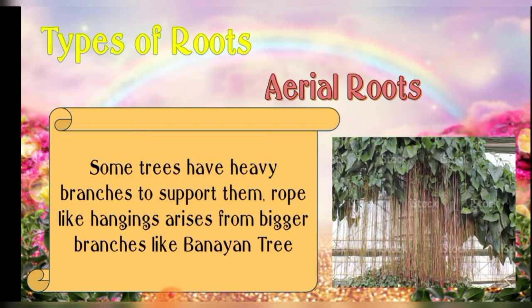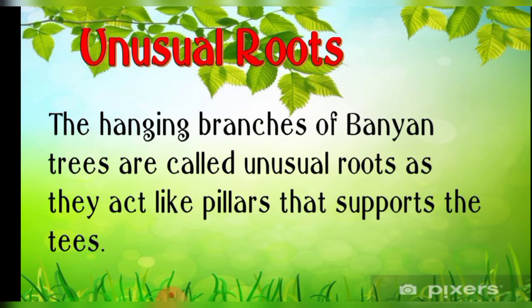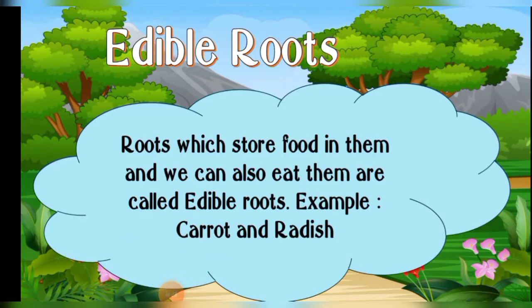The third type of roots was aerial roots. Some trees have heavy branches and need support. Rope-like hangings arise from bigger branches, as we see in the banyan tree. These are also called unusual roots. The hanging branches of banyan trees are called unusual roots as they act like pillars that support the tree. We also read about edible roots. Roots which store food in them and which we can eat are called edible roots, like carrot and radish.